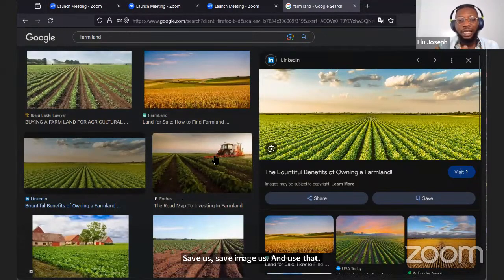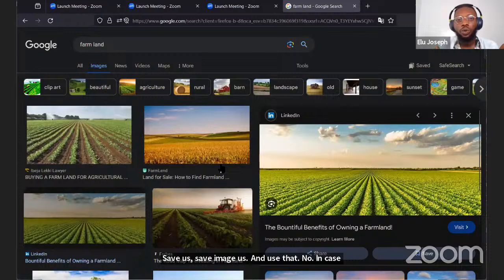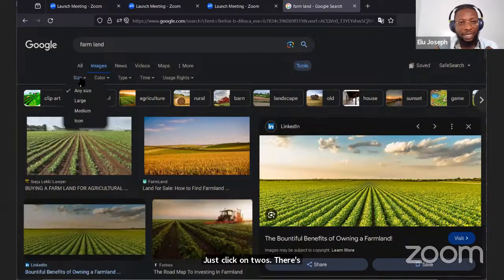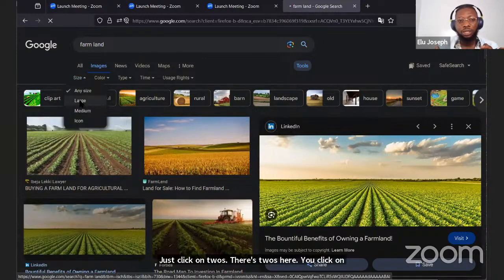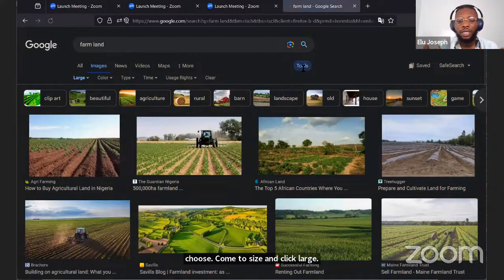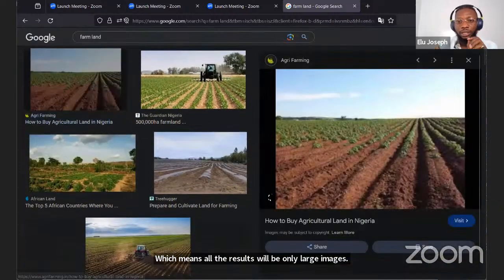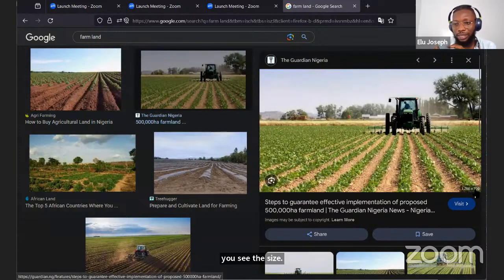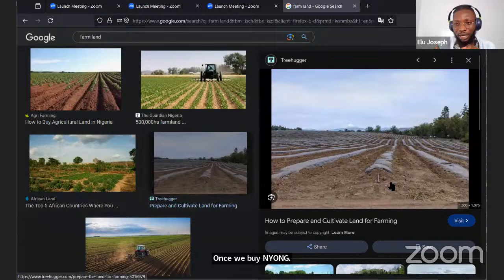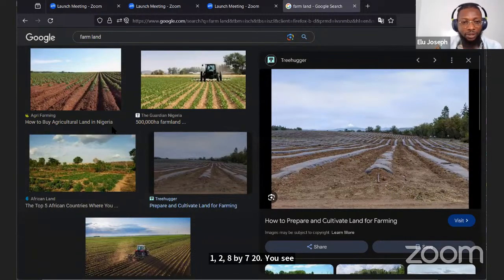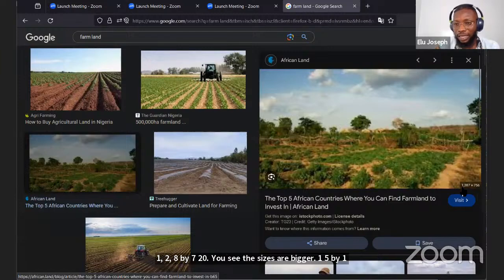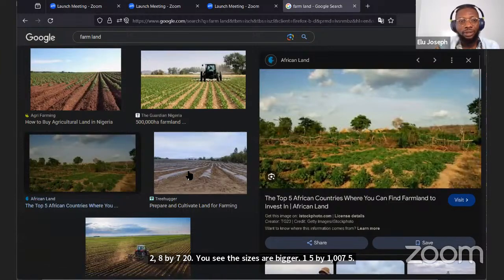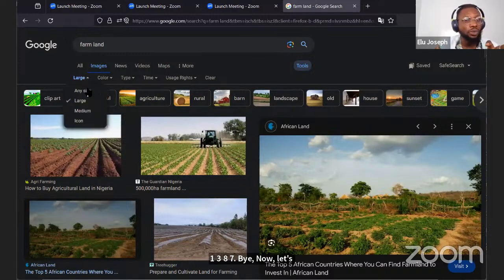Now, in cases where all the images are in low quality, just click on tools. There's tools here. You click on tools, come to size, and click large, which means all the results will be only large images. Now you see that the results change. Click on any, and you see the size 12 by 900, 128 by 720. You see the sizes are bigger. 15 by 1075, 1387 by 75.